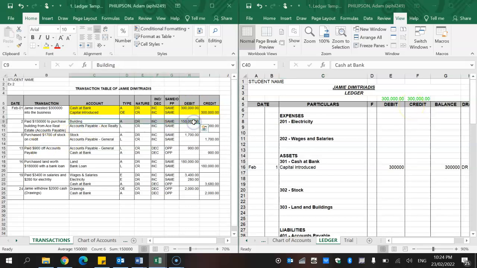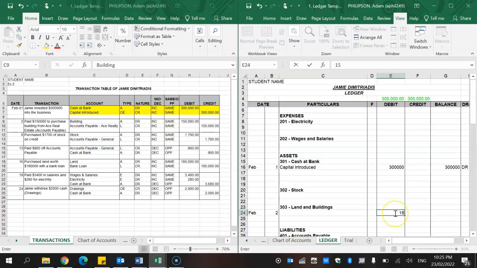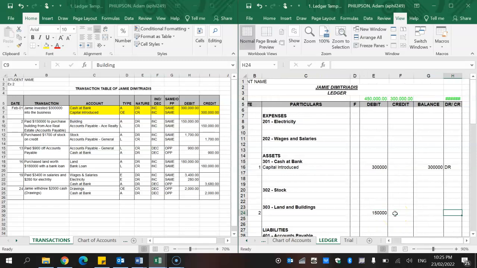So the transaction here is telling us to post $150,000 debit to the building account. So we're going to come down here to land and buildings. We're going to put our date in, February the 2nd, and our transaction is telling us that we're posting $150,000 debit into our building account. So we're in land and buildings, $150,000 debit, and we need to put a balance in. Since $150,000 debit is the only transaction, our balance in our account is $150,000 debit.